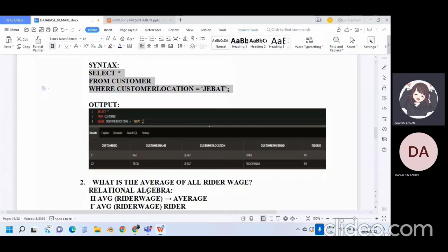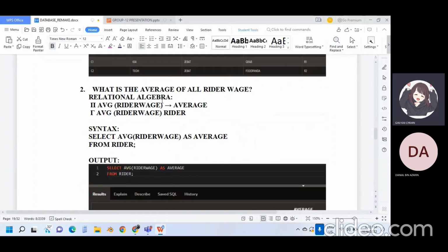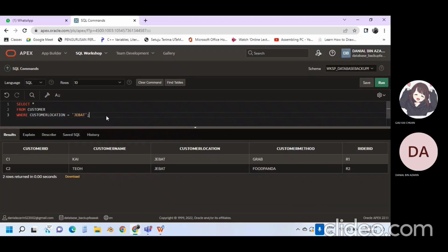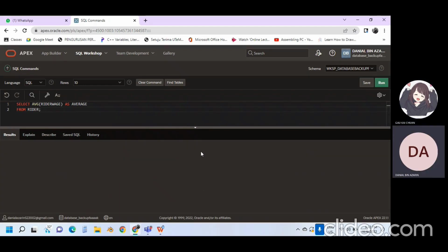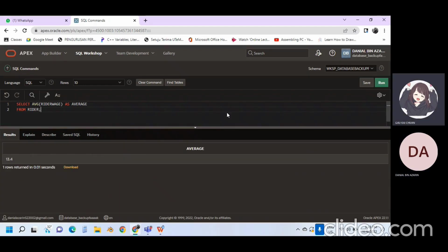For the second question, what is the average of all rider wages? The syntax is select average rider wage as average from rider. The output is as below. So the output shows the average is 13.4.